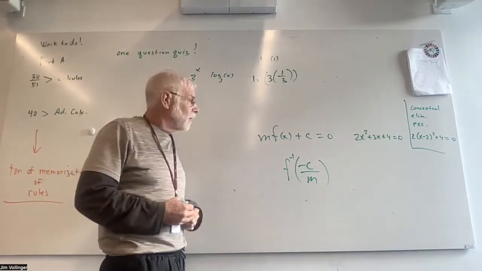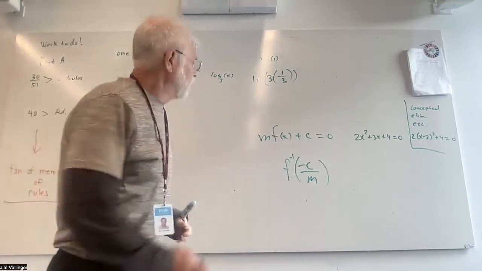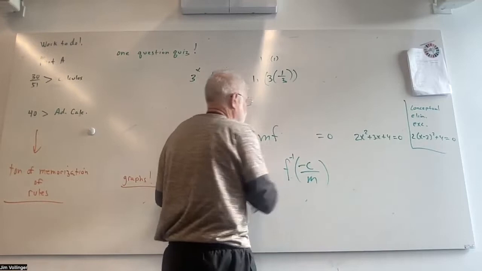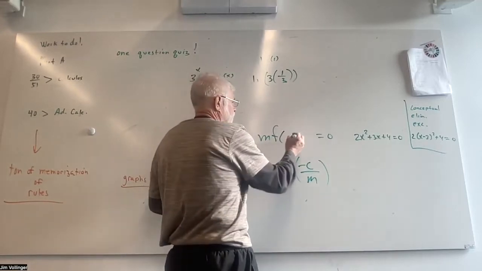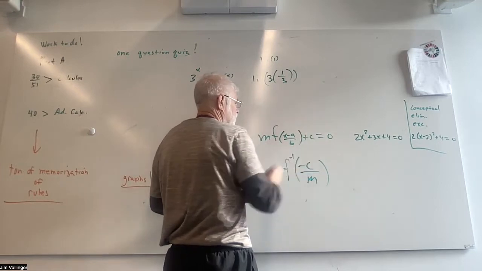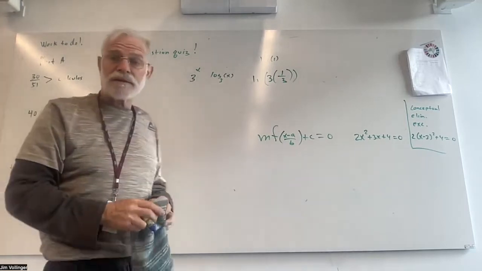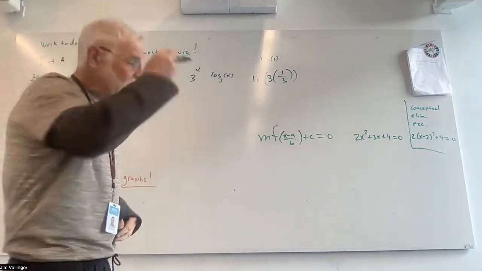Now, how do these get more complicated? Well, we could play with the argument, and the argument could become not just x, but (x minus a) over b plus c. So how would we solve that one? And we'll do a couple that look like that were on the test. And we'll see if we can make some gains.